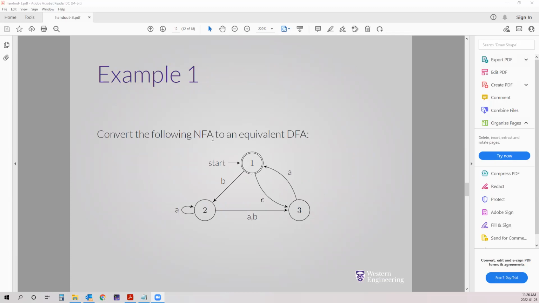For example, convert the following NFA to an equivalent DFA. We start at Q0, or we call it 1. If we receive epsilon, we go to 3. If we receive a B, we'll go to 2. If we receive A's, we'll stay here. If we receive either A or B, we'll go to 3. If we receive A, we'll go back to 1.